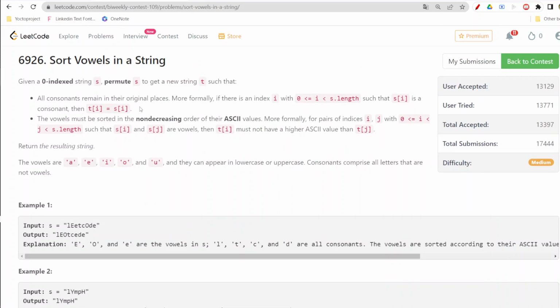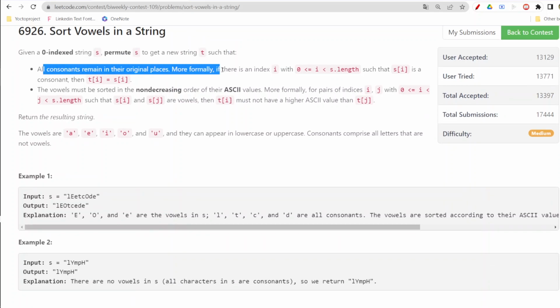So here's the second question for today's LeetCode bi-weekly challenge: Sort Vowels in a String. Basically, given a zero-indexed string S, permute S to get a new string T such that all the consonants remain in their original place. More formally, if there is an index i such that S[i] is a consonant, then T[i] is equal to S[i].